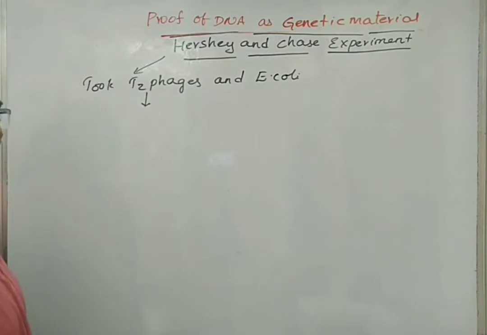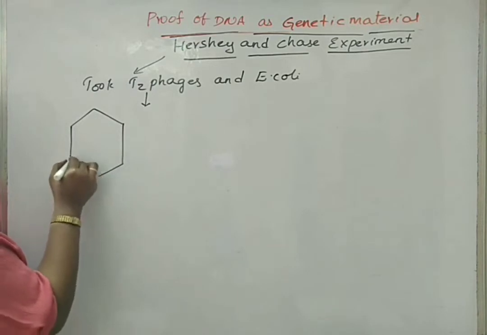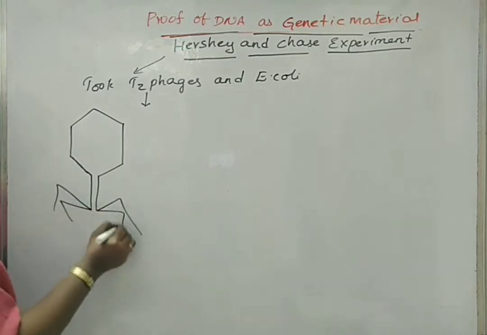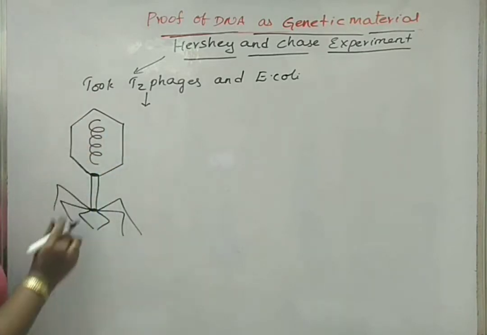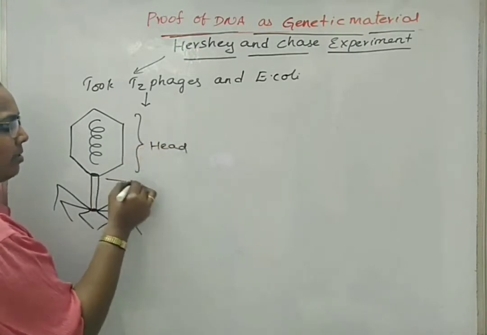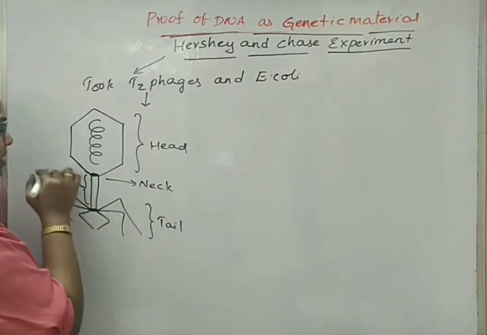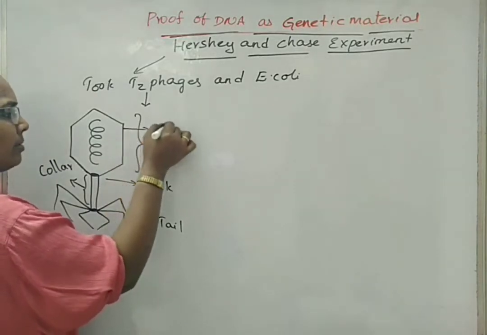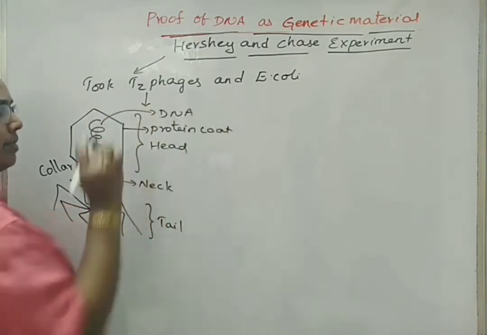Let's see the normal structure of T2 phage. T2 phages, their complete body is made up of two different molecules, that is proteins and DNA. This is called the head part, this is called the neck part, this is called the tail, and this is called the collar. Head part has proteins or protein coat, and this is nothing but DNA, which is genetic material.